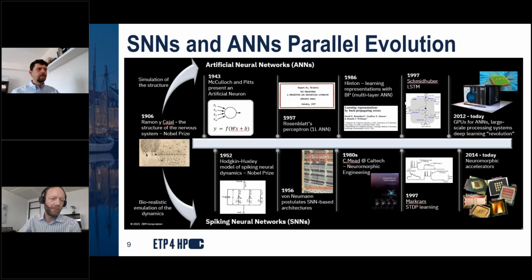If you go all the way back to 1906, the black reaction method was refined by Ramon y Cajal, and that led to a Nobel Prize and the discovery that our own brain was not composed of a single cell, but actually a multitude of neurons interconnected with each other at synapses and the like. From that point on, we can broadly say there were two trends. The first one, the top one, was more about the simulation of the structure of the brain, and that led to artificial neural networks.